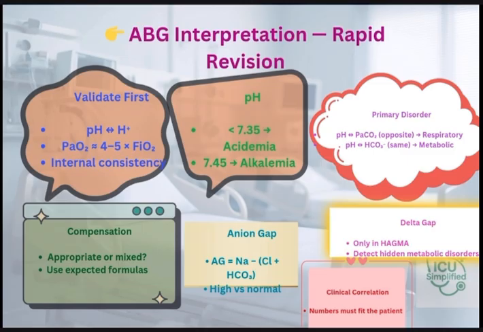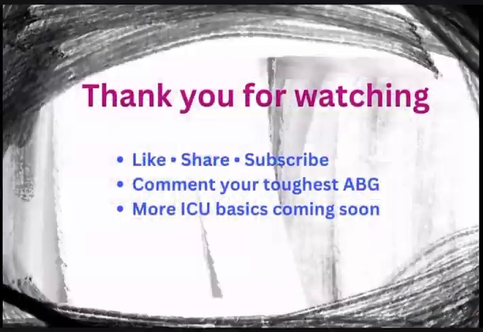After that, assess compensation. Decide whether it's appropriate or whether a mixed disorder is present using the expected compensation formulas. The next step is to calculate the anion gap using sodium minus chloride plus bicarbonate and determine whether it's high or normal. If the anion gap is high, use the delta gap to look for hidden metabolic disorders. And finally, always clinically correlate. The ABG numbers must fit the patient's history, vital signs, and overall clinical picture.